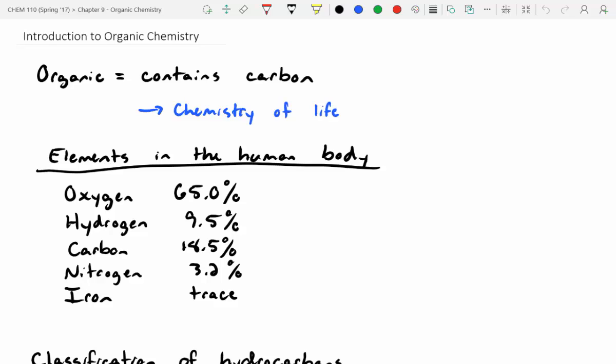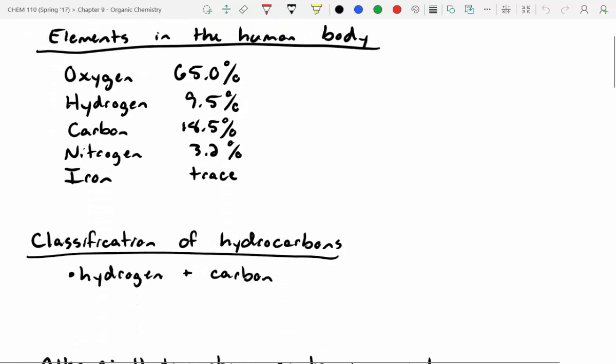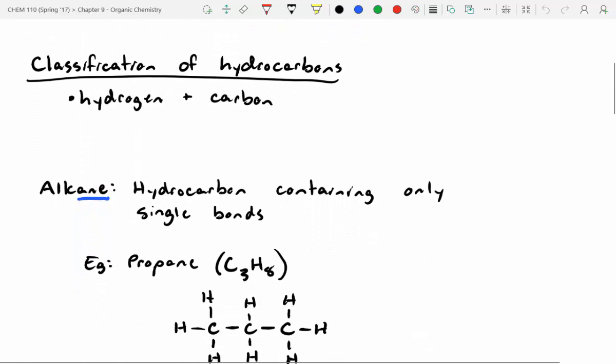So yesterday we started talking about organic chemistry. We said organic chemistry is chemistry that involves carbon. We said that really all of the biomolecules that are important involve carbon in some way, shape, or form. So carbon makes up almost 20% of our bodies. And then we classify hydrocarbons into three main groups. Hydrocarbons, again, being carbon-containing compounds that are only carbon and hydrogen.